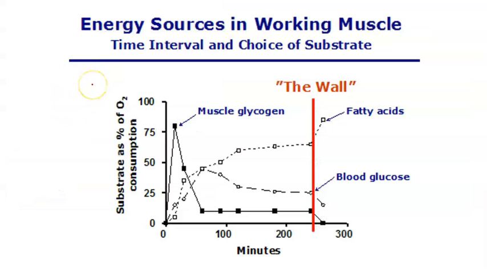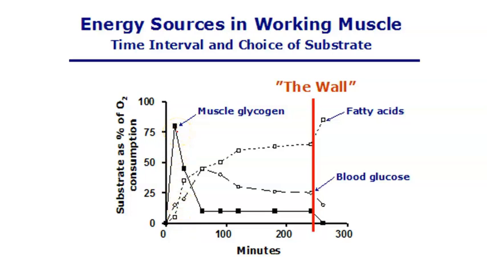I thought this was an interesting diagram that I found about what our muscles are actually using for energy. If we look at the substrate as a percentage of oxygen consumption, so the breakdown of these compounds for respiration, then when we're starting a workout, say a long workout of 300 minutes, in the first 20 to 30 minutes most of what we're doing is burning our glycogen stores, in that first half hour of working out.